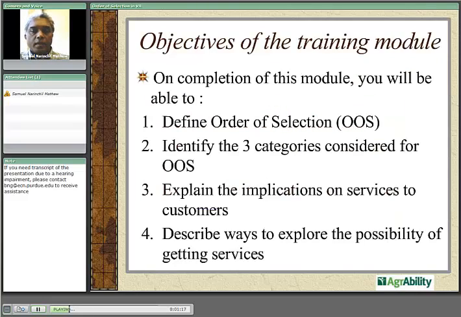In this module, you may hear vocational rehabilitation services being referred to as VR or Voc Rehab. Vocational rehabilitation counselor may be referred to as VRC or the counselor. The module objectives are as follows. At the end of the module, you will be able to define OOS and identify 3 categories of severity of disability as defined by VR. You will be able to describe how OOS will affect customers and explain ways in which you can explore to get services for your customers if services are denied because of OOS.